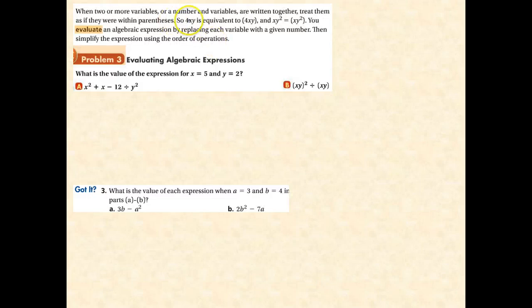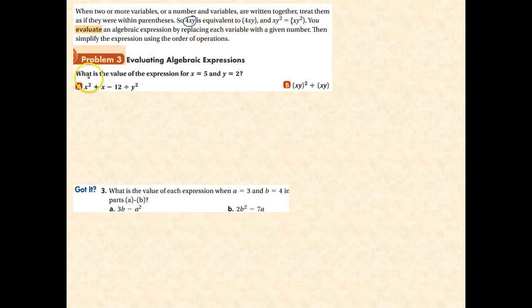Okay, so when you see something like 4xy, with a number next to some variables, or just some variables next to each other, like xy squared, you treat it like that thing is in parentheses. So xy squared, you've got parentheses around that whole thing. You evaluate an algebraic expression by replacing each variable with given numbers.